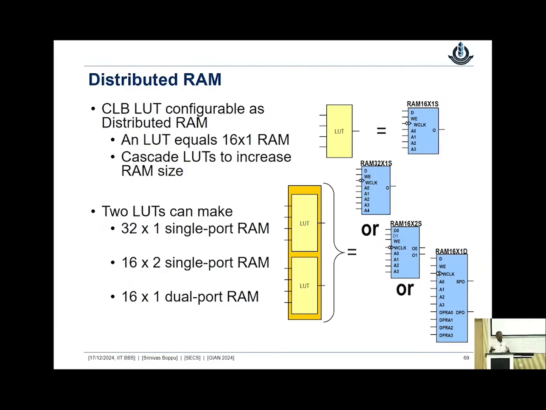Now why we call it distributed? Because these LUTs are not together, right? They are distributed all over, right? So the memory which is implemented using these LUTs, we call it distributed memory, in simple terms, right? Earlier, the block RAM is a dedicated RAM, it's available in a special row, right? That's a dedicated row. But here this RAM is distributed all over your FPGA. That's the reason we call it distributed.